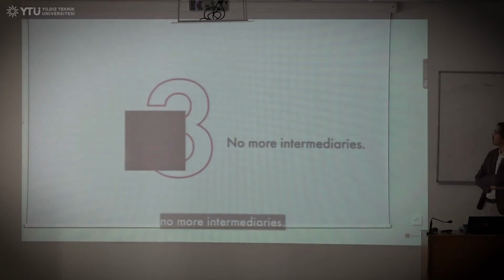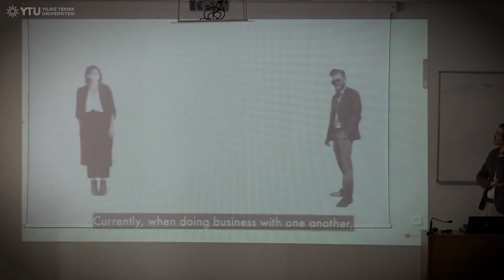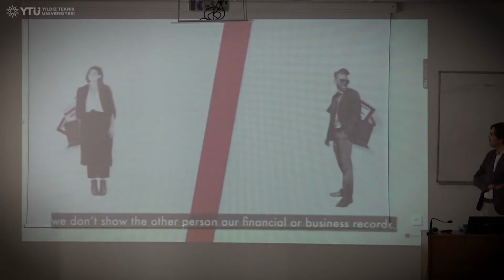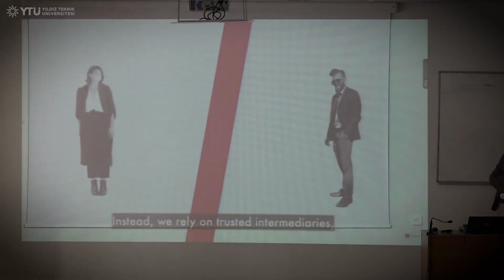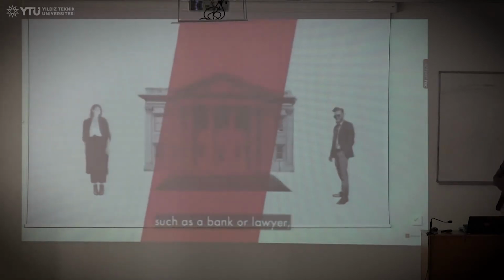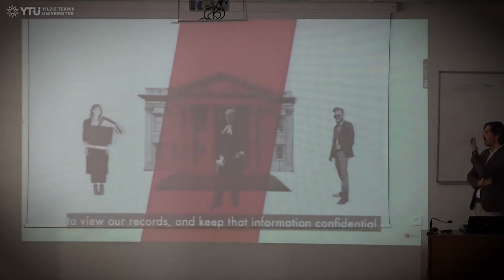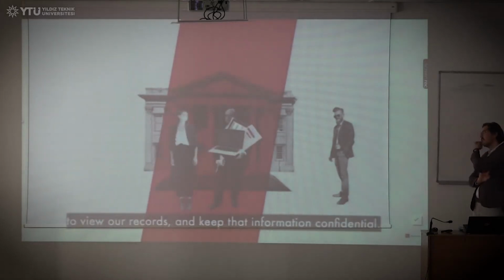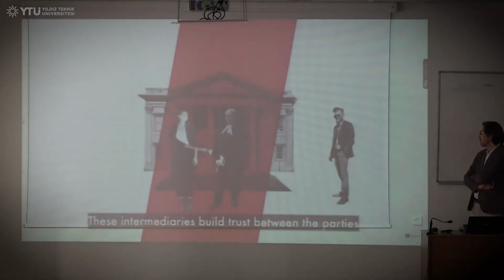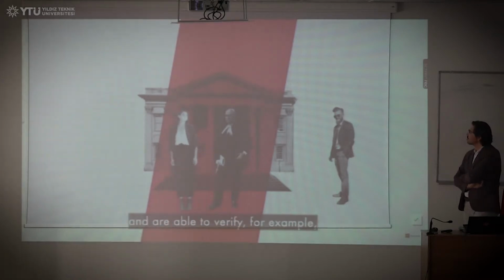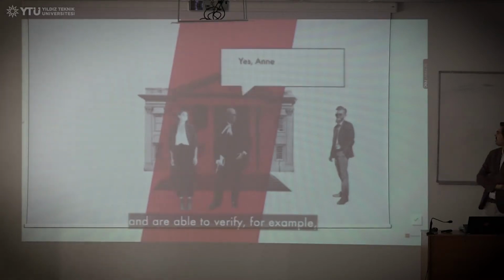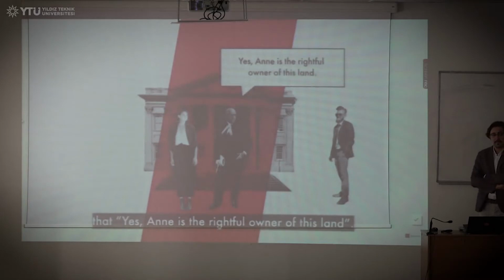No more intermediaries. Currently, when doing business with one another, we don't show the other person our financial or business records. Instead, we rely on trusted intermediaries, such as a bank or lawyer, to view our records and keep that information confidential. These intermediaries build trust between the parties and are able to verify, for example, that yes, Anne is the rightful owner of this land.